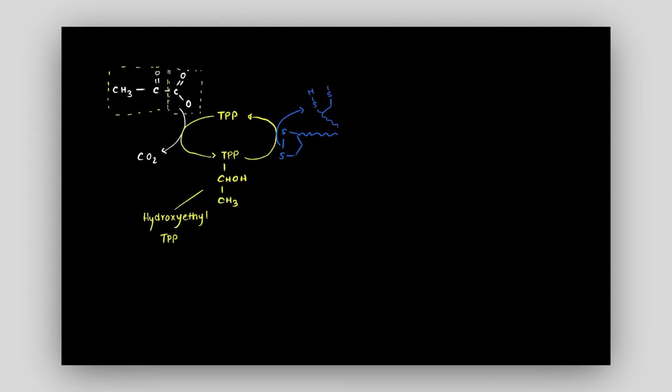and this part over here gets attached to this reduced form. So I'm going to cover this in yellow. If you're getting confused about this C double bond O, then let me draw it like this.